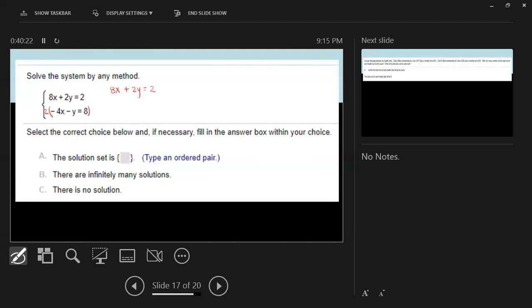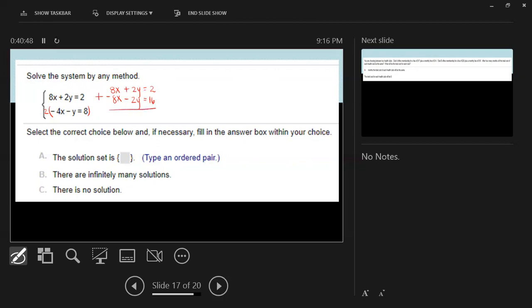Now the second equation, 2 times negative 4x will give you a negative 8x. 2 times a negative y will give you a negative 2y. And we set that equal to 2 times 8, 16. Now I can add them together. All right, so we're going to add them together.